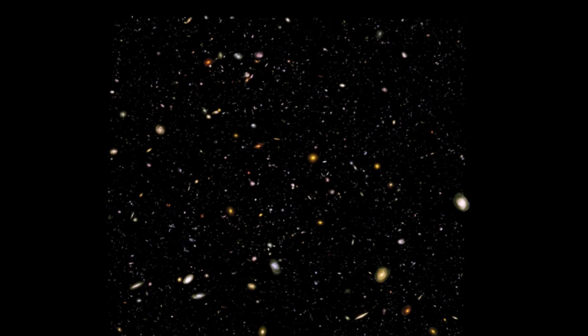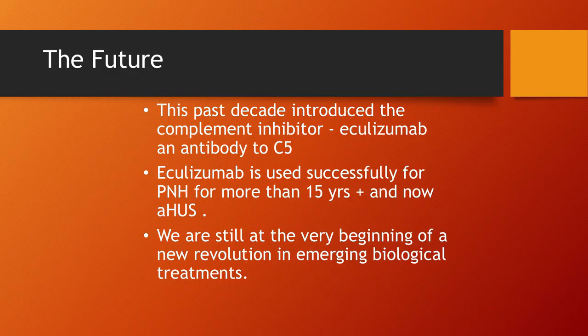So what about the future? This is another video. It's not going to work, but it's one of my favorites because these are all galaxies. Can you imagine? They're all galaxies with thousands of stars, millions of stars. But, you know, the past decade, we have the complement inhibitor EQ, right? And PNH for 15 years more. So, you know, we're on solid ground that it works. But we're still at the very beginning of this new revolution of emerging biological treatments.